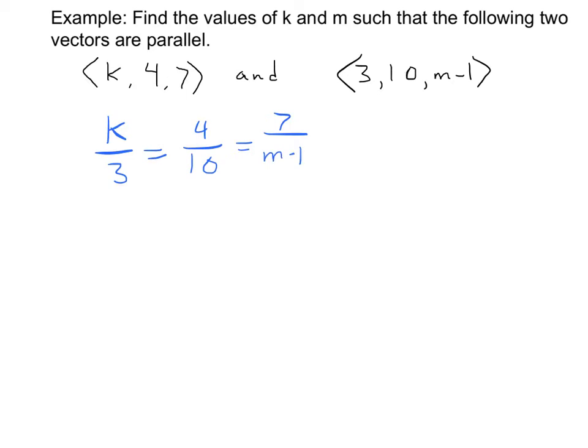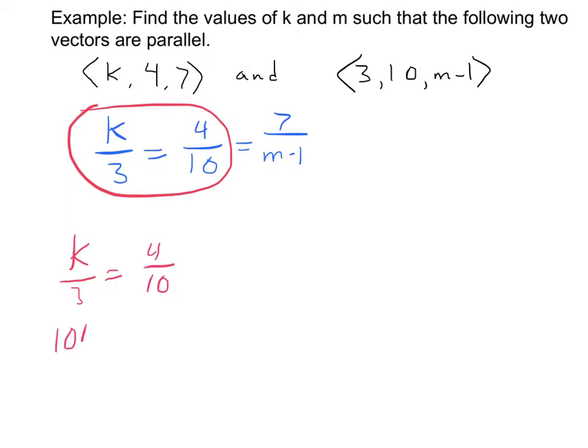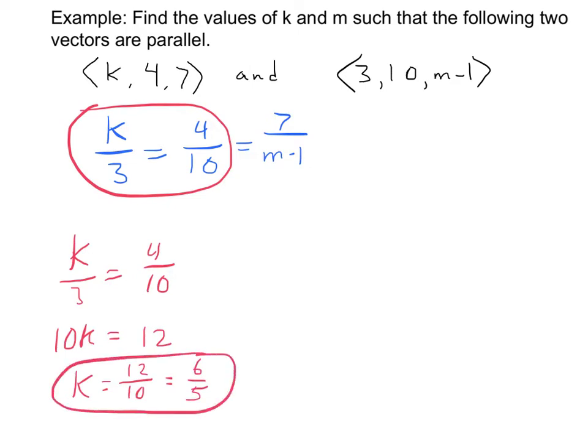So if I want to solve for k, I'm going to pick two of these, and I'm going to choose these two here. Doing that gets me k over 3 equals 4 over 10, which means 10k equals 12, just multiplying across. This means k is 12 over 10, which means 6 over 5. So there's my value of k.